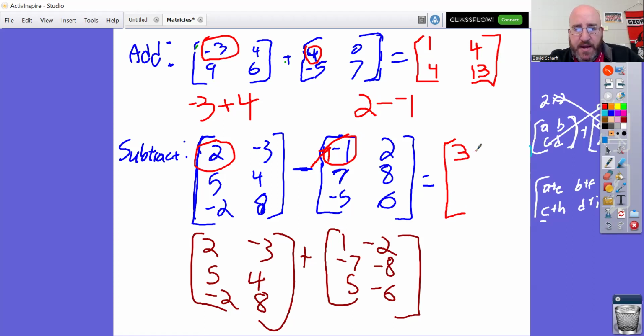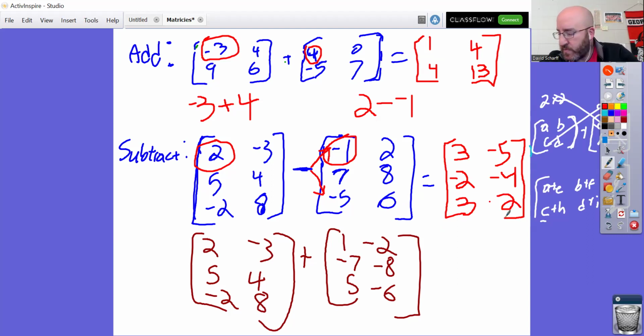Top right, -3 minus 2 more, -5. Middle left, 5 minus 7 is -2. Middle right, 4 minus 8 is -4. Bottom left, -2 minus -5. Again, minus -5 is going to turn positive, so that would be 3. And then 8 minus 6, that's a 6, I promise. 8 minus 6 is 2. So there we go. So adding and subtracting, that easy.